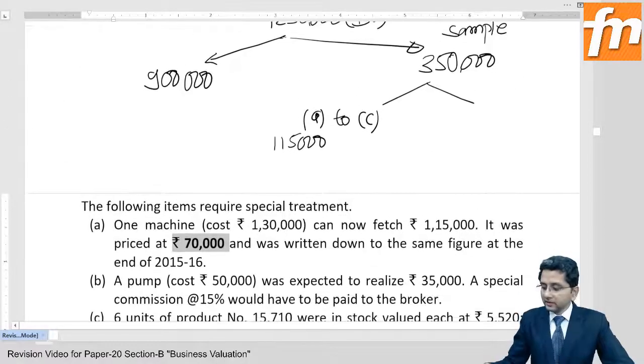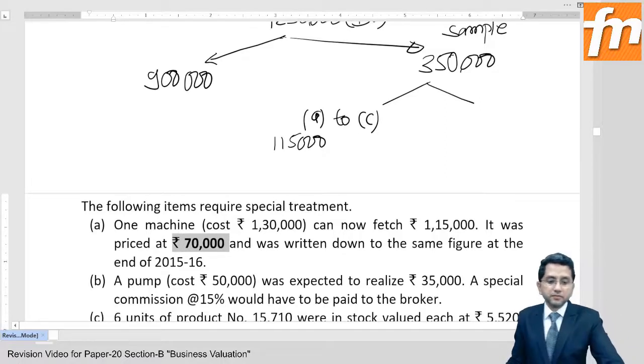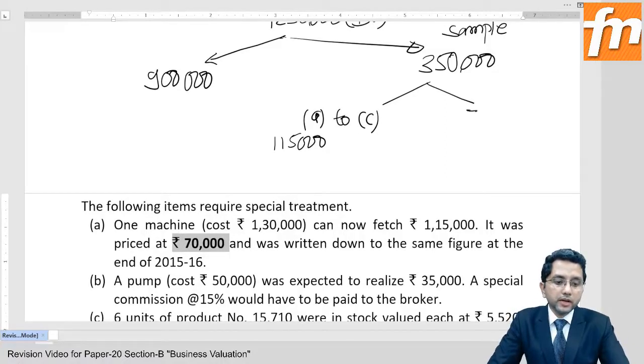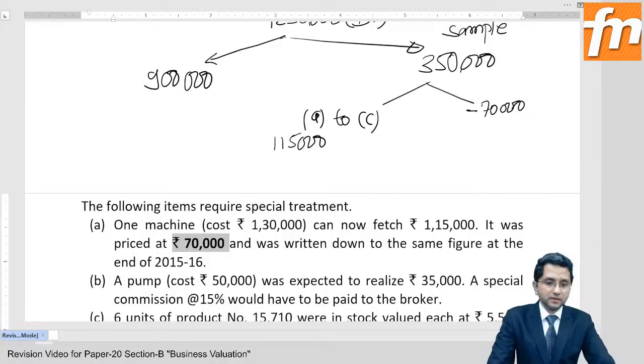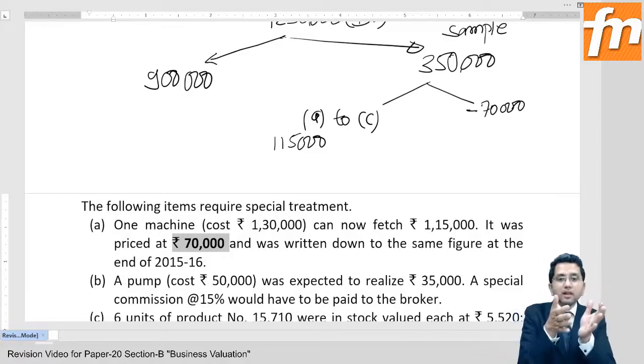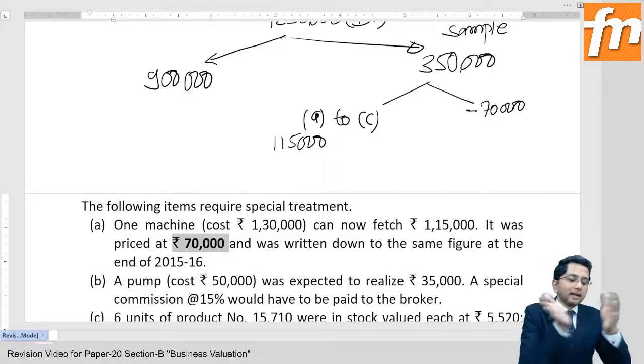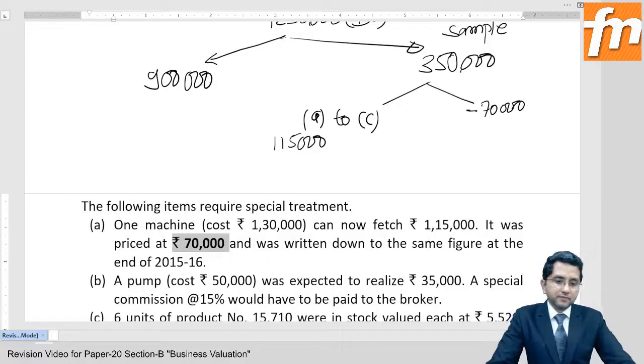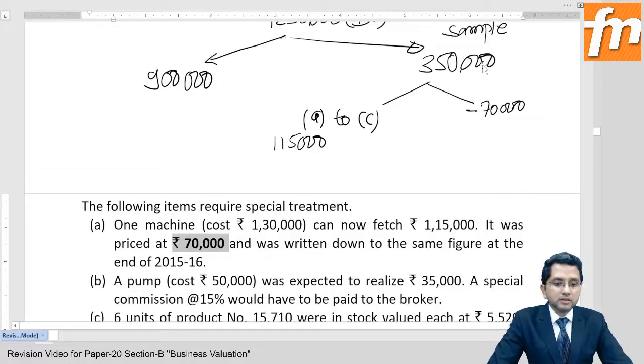So you can do one thing: out of this 3,50,000, first of all, you need to deduct 70,000 rupees to arrive at the cost of remaining inventory. Out of the sample, if you deduct the ABC items, the rest will be the book value of remaining inventory. So out of this 3,50,000, an item with a book value of 70,000 has a cost of 130 and a realizable value of 115. So cost and realizable value, whichever is lower. Therefore, I take realizable value 1,15,000.